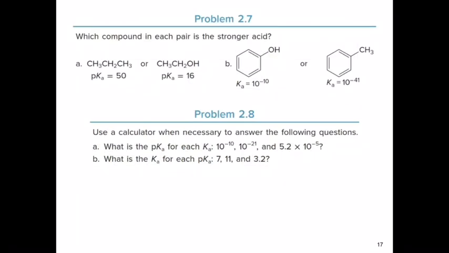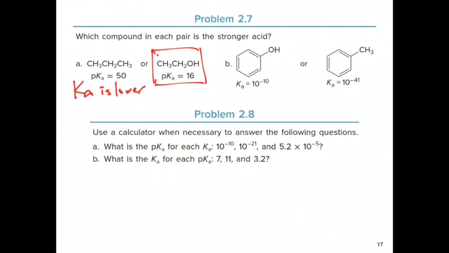Here are practice problems number 7 and 8. Which compound in each pair is the stronger acid? When you look at the first one, we're comparing the pKa values. You know that the higher the Ka value, the stronger the acid, but what's given is the pKa value. If the pKa is high, then its Ka value is low. So in that case, the stronger acid is the one with the lower or smaller pKa value.